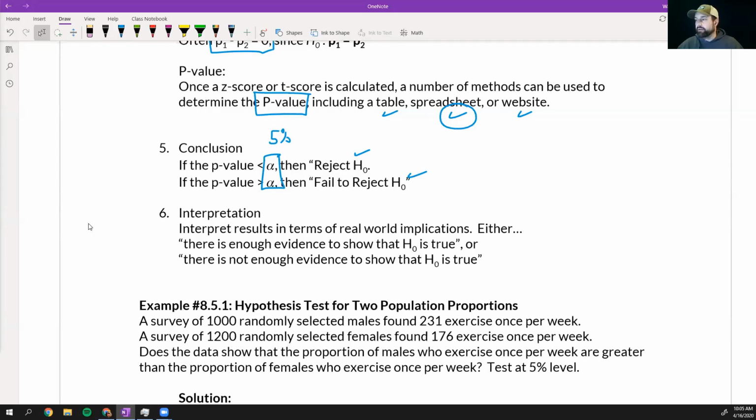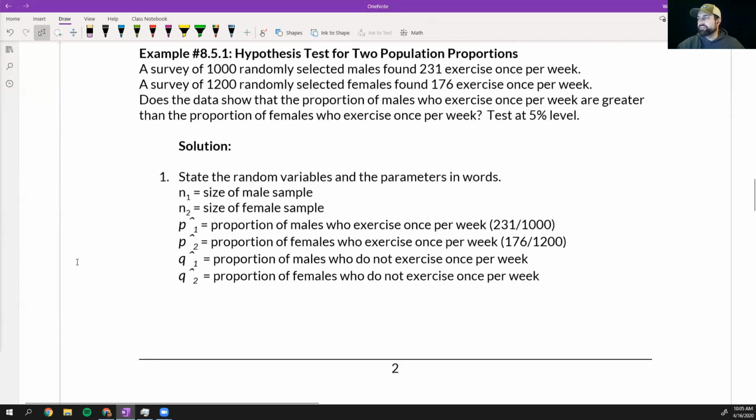Simple as that. So all that we're really doing is tweaking things a little bit with this p-bar and q-bar. So, hypothesis test for two proportions. You go out and survey 1,000 randomly selected males, and you find that 231 of them exercise once per week. You then survey 1,200 females, and you find that 176 of those exercise once per week.